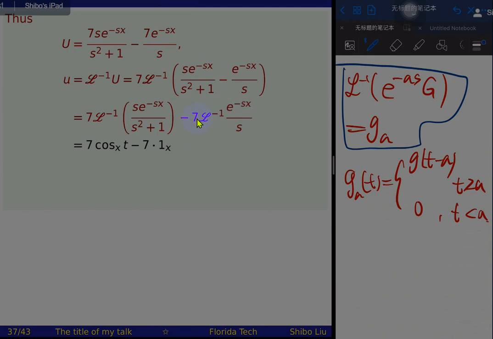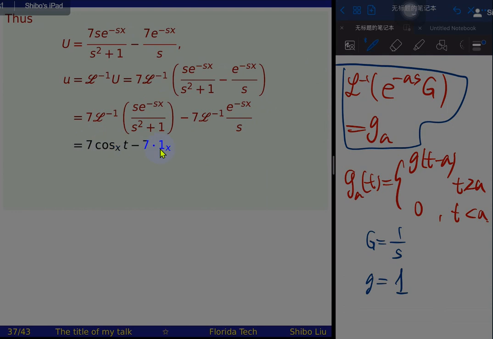Well, for the second term, it is similar. You can consider this e to the minus sx, applying this property to the case that g is 1 over s. Then we know that the corresponding small g is the constant function 1. Therefore, applying this property again, you need to translate your constant function 1 by a distance x. Here the x in the exponential is simply the a here. Note that our Laplace transform is applied with respect to t, the inverse transform with respect to s. That is why we have this.